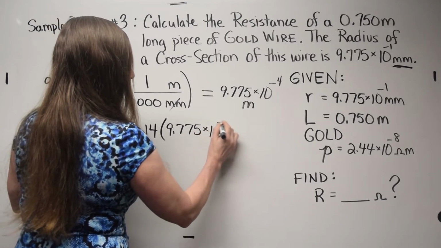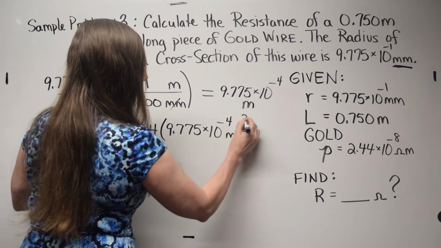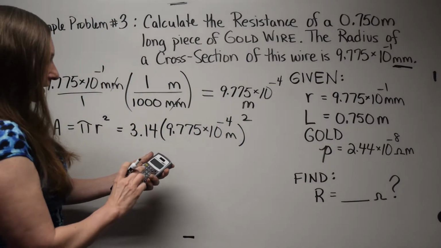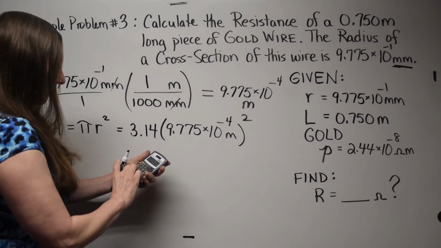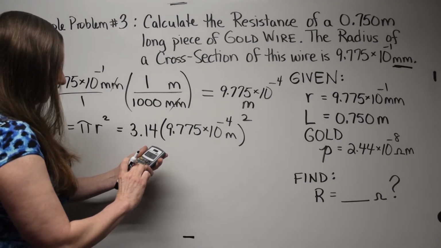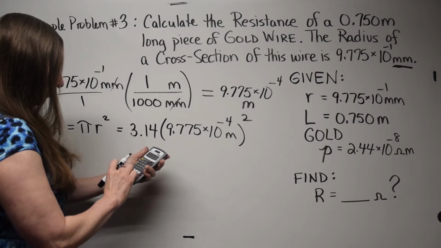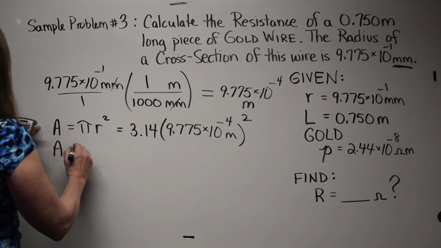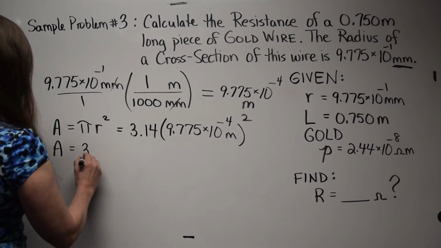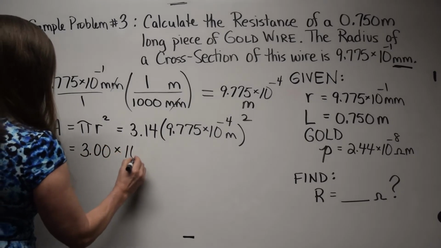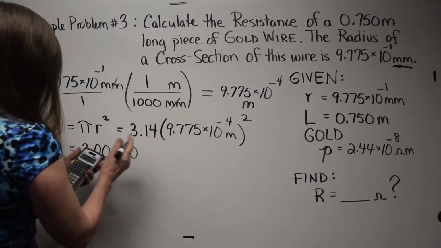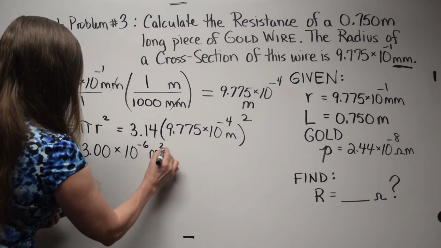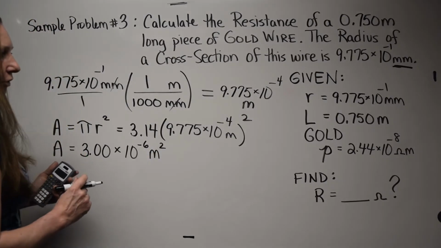9.775 times 10 to the negative 4 meters. That gets squared. All right, do all that math. I've still got the 9.775 here. I'm going to square that, raise that to the second power, then multiply by 3.14, and we get, for the cross-sectional area, 3.00 times 10 to the negative 6 meters squared. So now you have your cross-sectional area.